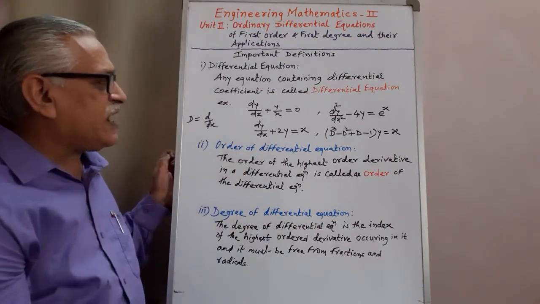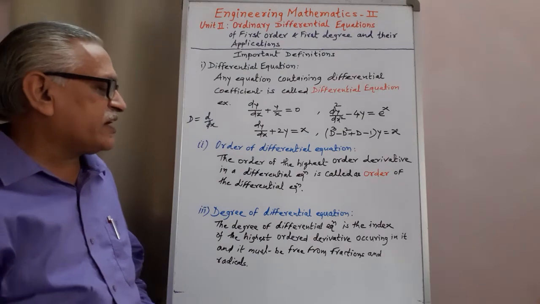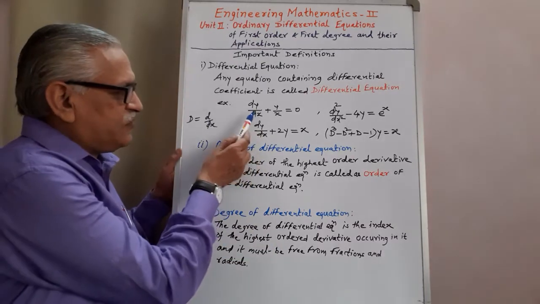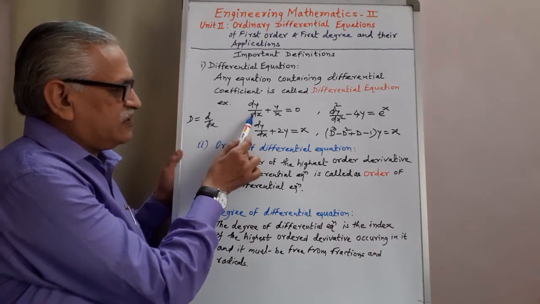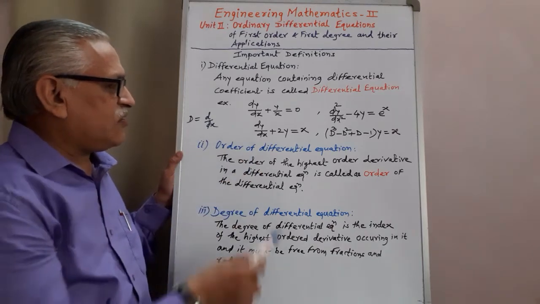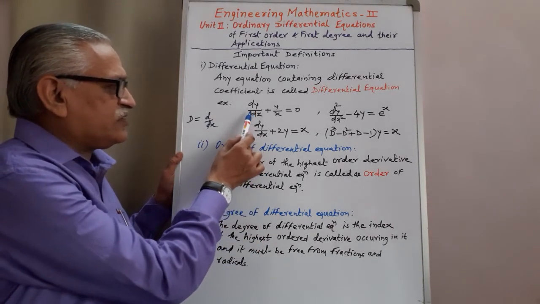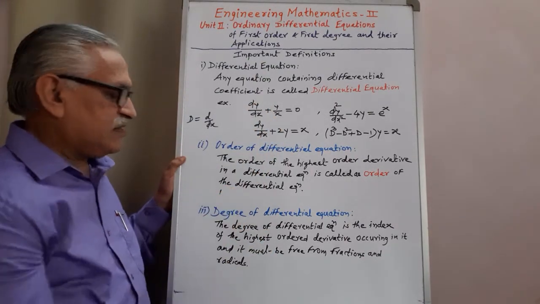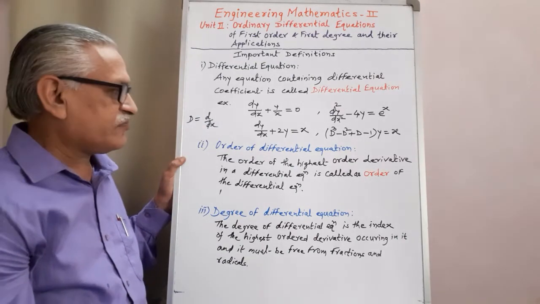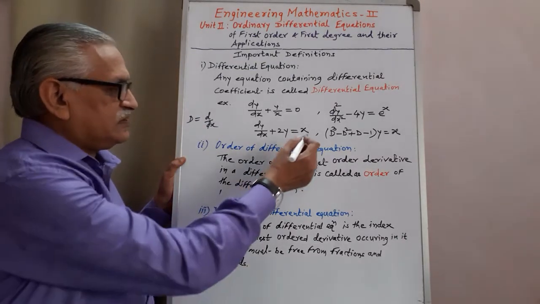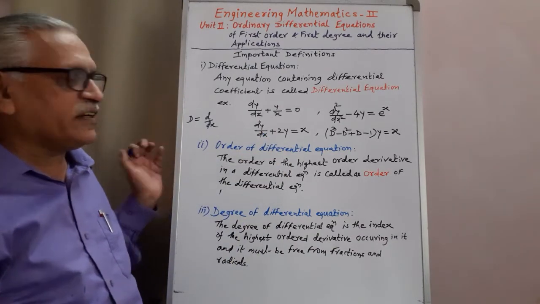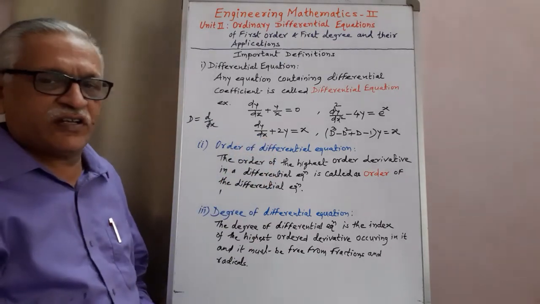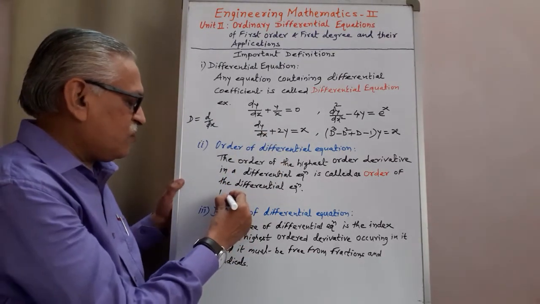The order of the highest order derivative occurring in that differential equation is called as the order of that differential equation. Therefore, if you see the first example, here the order of the highest order derivative is first order. That's why the order of that differential equation is 1. Second equation is containing only one derivative term dy by dx, and it is of first order. Therefore, order of that differential equation is also 1.